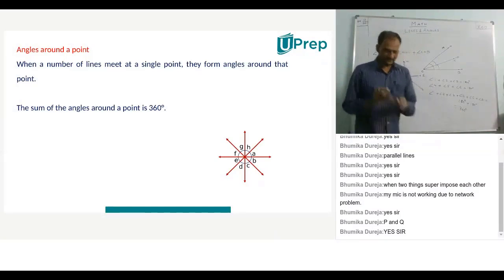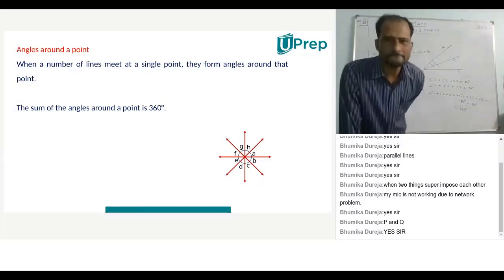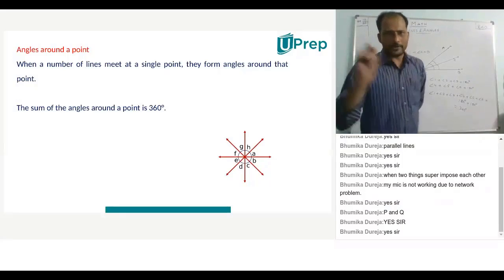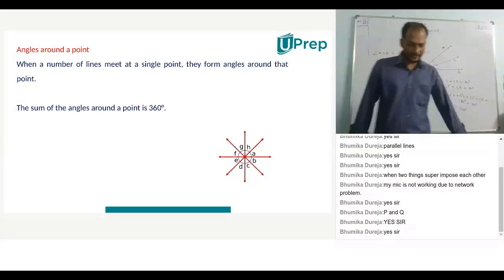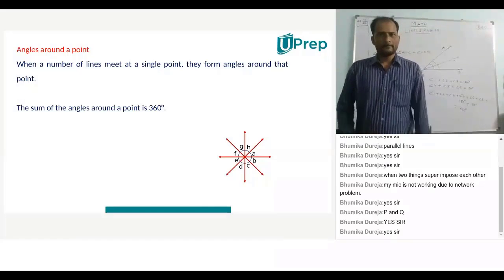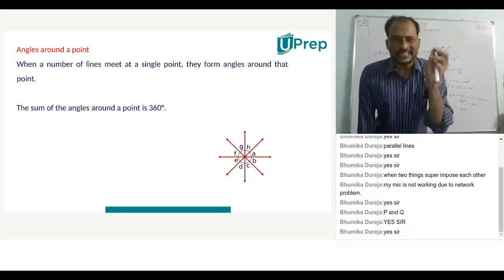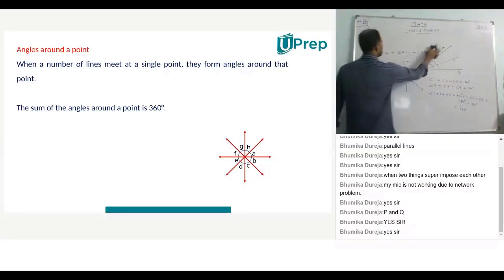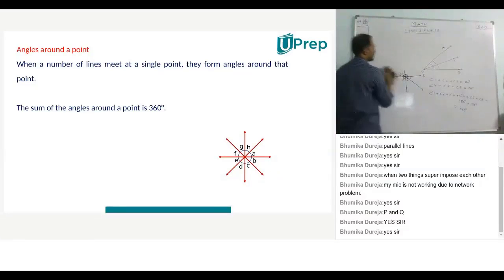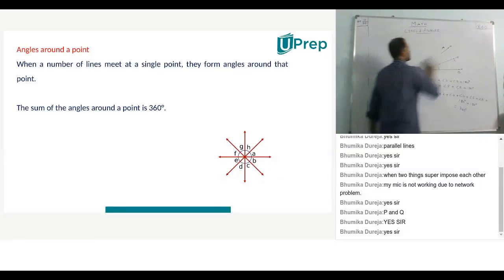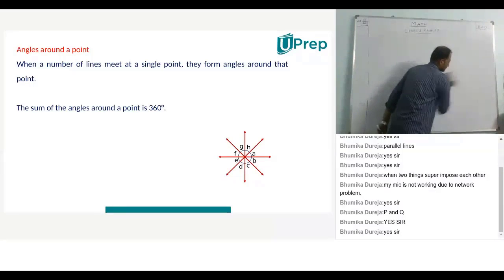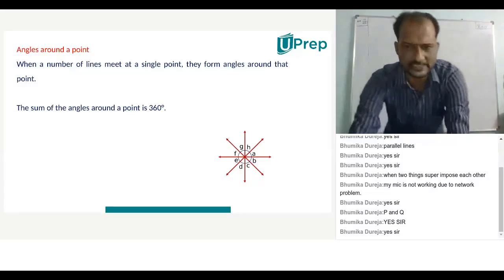Hope you all understood. Yes, sir. That's very good. Put down a point and write down, put down just a star mark and write: the sum of all the angles around a point is 360 degrees.